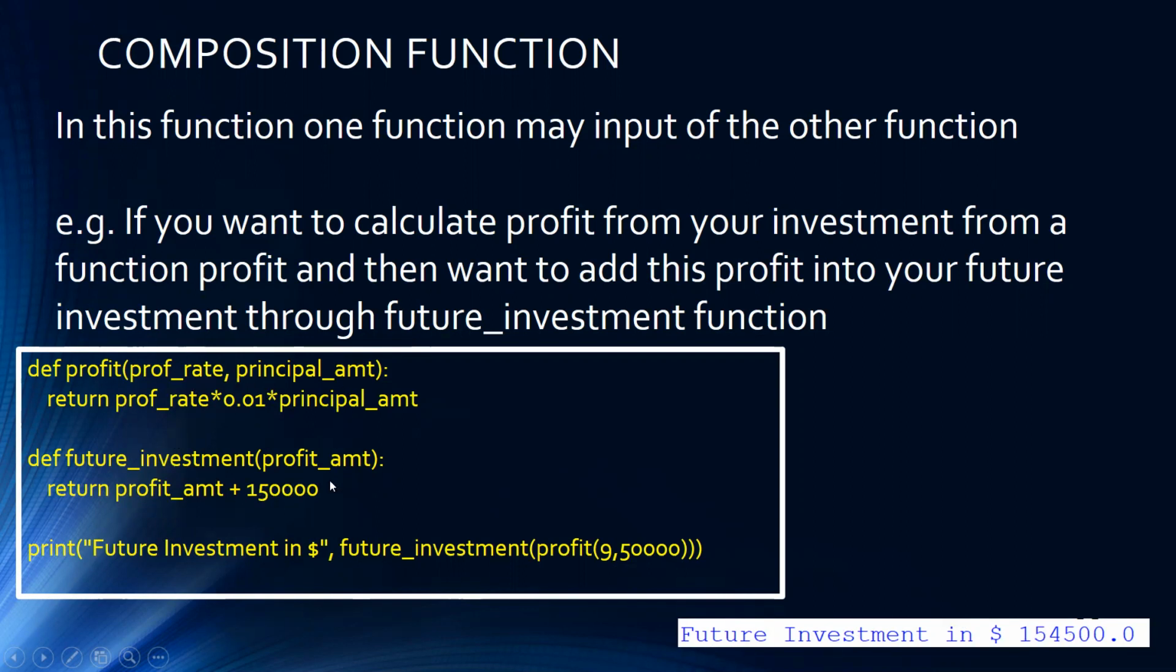So now you can understand what we are doing, that we are calling one function into another function. So the output of one function is the input of the future investment function. So this is actually the composition function which is used in Python. And you have to see whether and how it fits in your requirement. Okay.